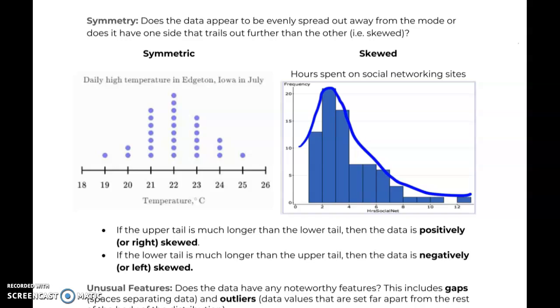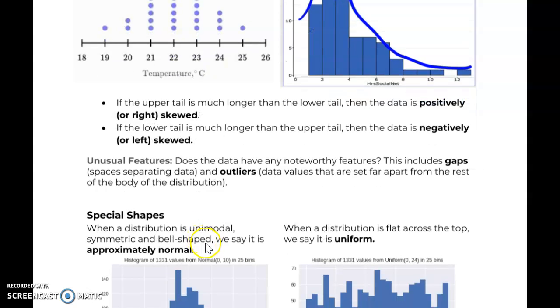So the tail always determines the type of skew. So if there's a long tail on the right, we have a right skewed. If there's a long tail on the left, we would call that left skewed distribution. The next thing we look at is our unusual features. Again, are there any gaps? Are there any outliers? So spaces separating our data. Are there any outliers, values that are far from the rest of our distribution? And those we definitely want to mention in our unusual features.